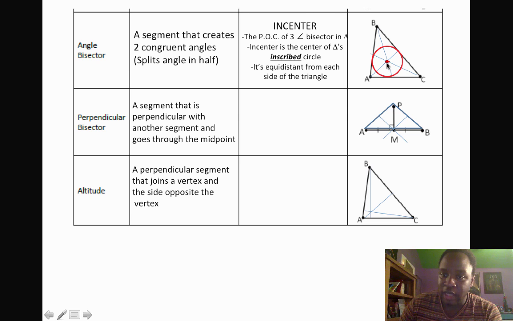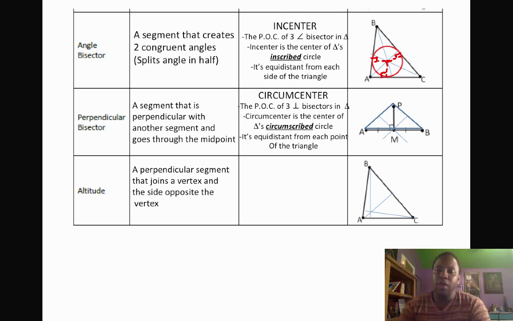So if I drew a dotted line, that distance is the same as that distance, which is the same as that distance. So, because remember, the distance between a point and a line is perpendicular to it. So we can tell that the incenter is equidistant from each side of the triangle.